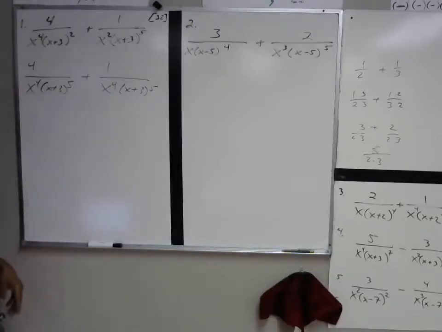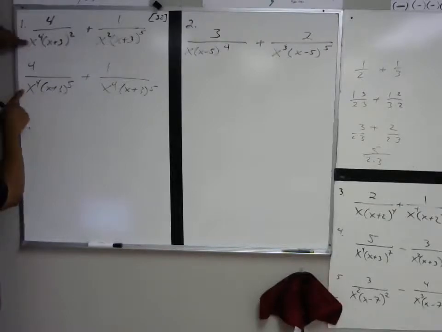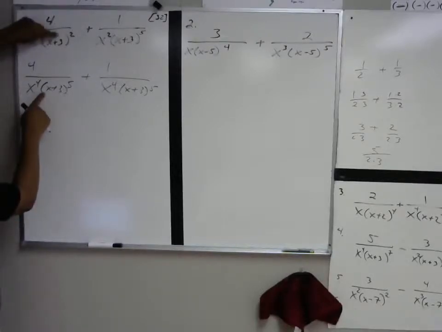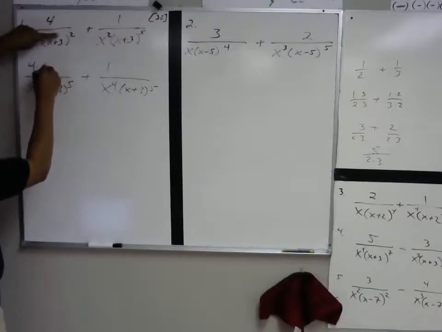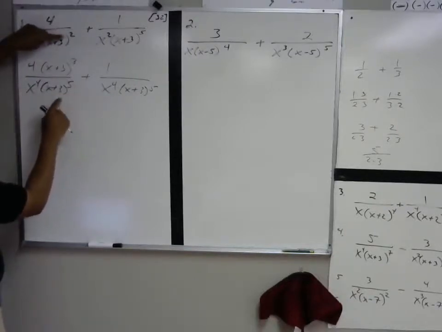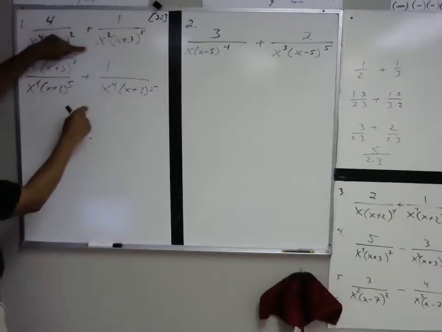add to the numerators. Okay, here we have x to the 4th, x to the 4th, so there's nothing extra there. Here we have x plus 3 to the 2nd, x plus 3 to the 5th. So there's an extra x plus 3, 3 of them actually in the denominator here, so we're going to add 3 of them here. x plus 3 to the 3rd power, and that makes up for the 3 that we added here. Let's go over here.